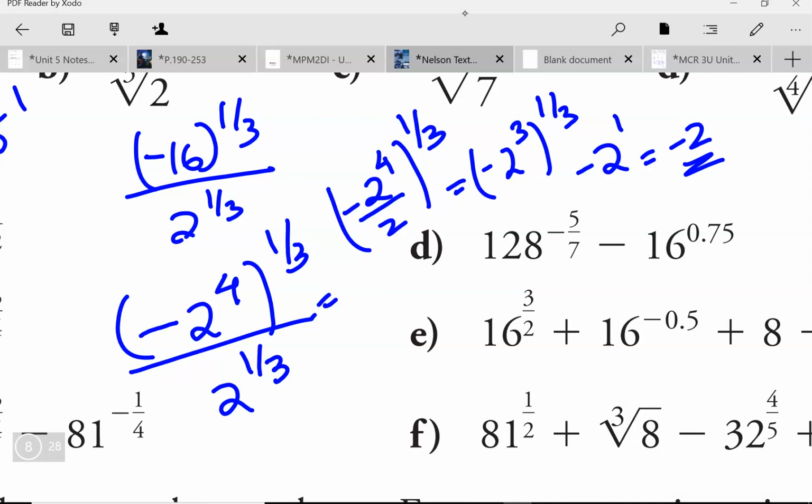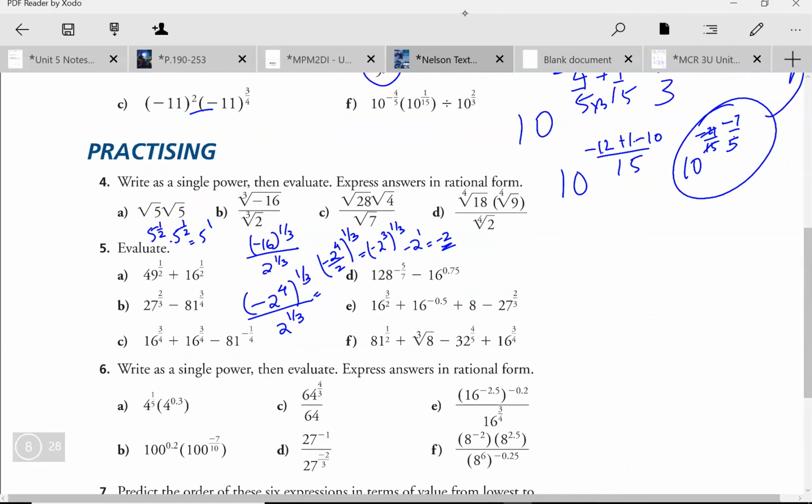So I can't simplify it. And the key here is grouping the 1 over 3. Otherwise, it kind of gets confusing. So, yeah, that was kind of tricky.